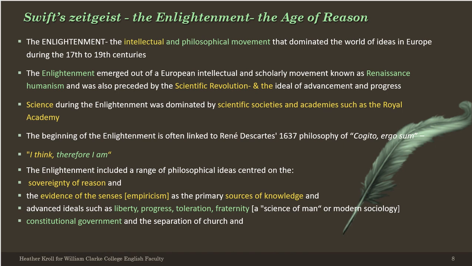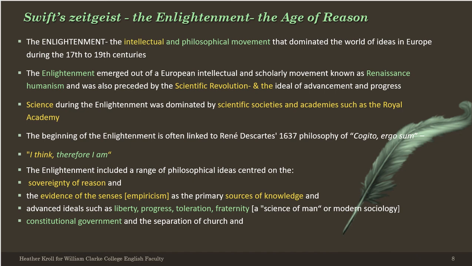In terms of philosophy, the beginning of the Enlightenment is often linked to René Descartes in 1637, so that's 100 years before Swift, and his philosophy of cogito ergo sum: I think, therefore I am. Now, we have encountered that philosophy in our Year 11 course as well, and we've looked at the philosophy of a contemporary lady called Shoshana Zuboff, and she has reworked Descartes' theory to I buy and I do, therefore I am, and her philosophy reflects modern capitalism.